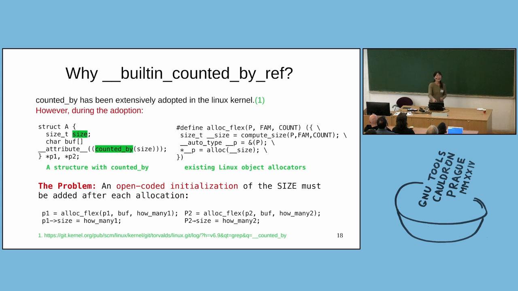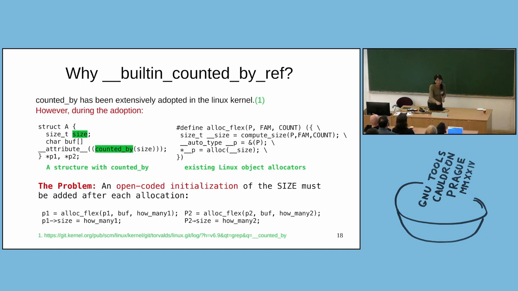So the item with higher priority is this one. Actually, this is a new requirement from the Linux kernel to add a new built-in for their purpose, because during the adoption of the new attribute, they met this problem. Yeah, so this slide explains what kind of problem the Linux kernel has during the adoption.